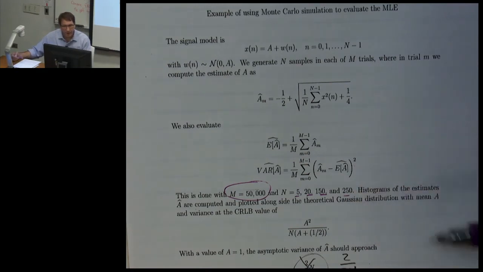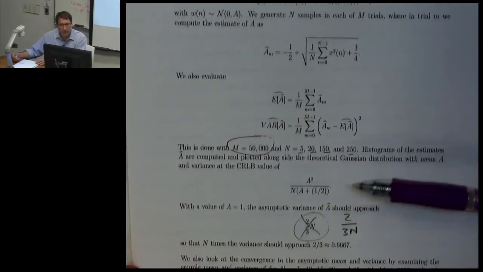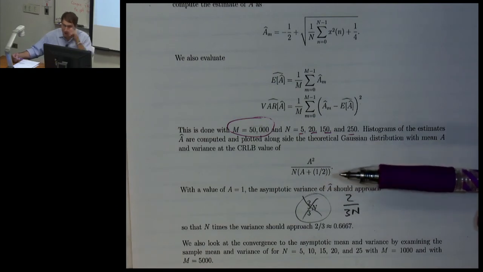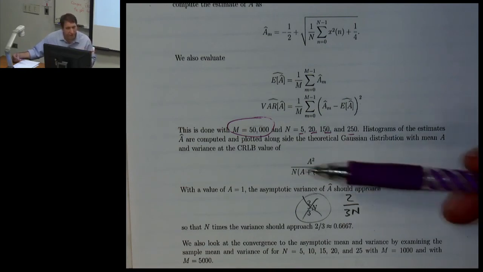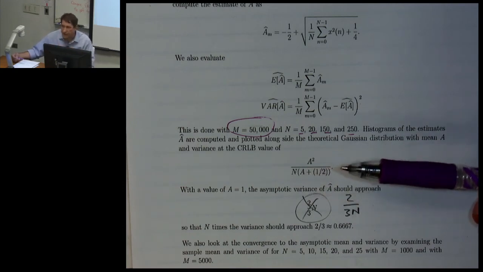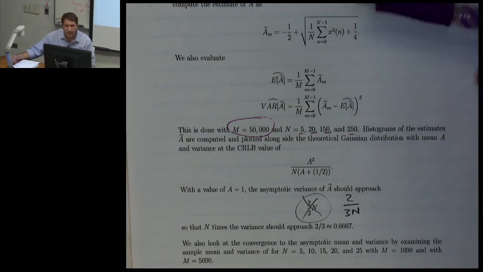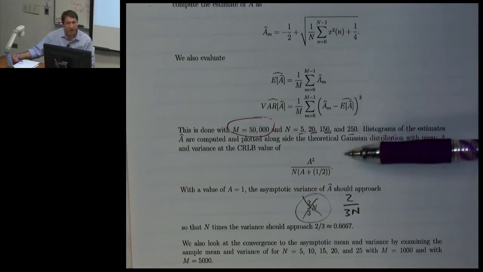Now, the Cramer-Rao lower bound that we determined for this estimation scenario is a squared over n times a plus a half. That's the theoretical lower limit for the variance as a function of n. And what we know is that as n gets bigger and bigger, the achieved variance for this estimate should eventually approach this value for a large enough n.